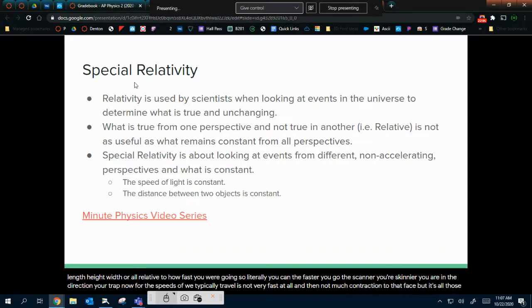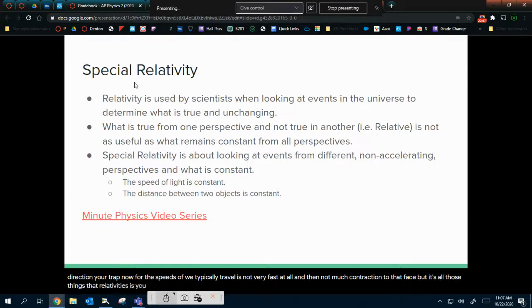But relativity is used by scientists in looking at events in the universe to determine what is true and unchanging. That's one of the things that we scientists have been trying to deal with for so long. Is like, okay, what's constant? And when you think about things, let's not even take into account special relativity. If you just think about, say, your height. Is your height constant? No, not at all. And you can say, well, it's basically constant throughout the day. Yeah, except it's not.